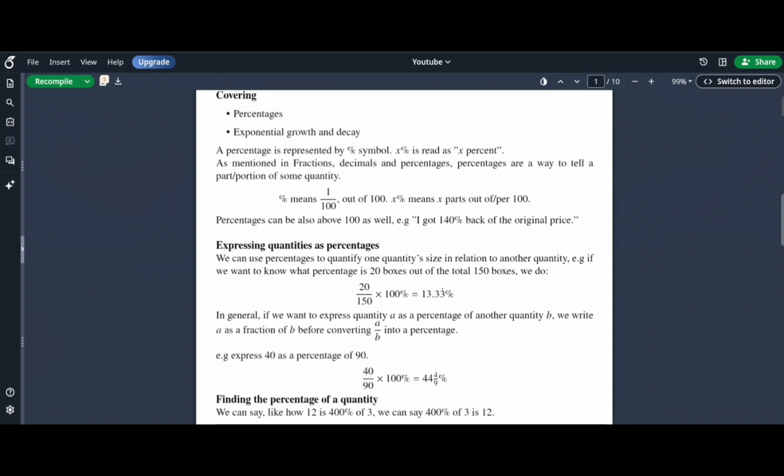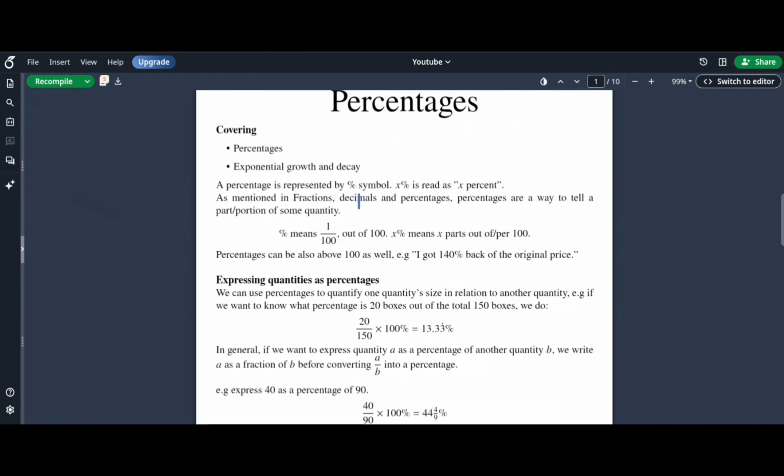Percentages. What's a percentage? A percentage is represented by the percent symbol. X percent is read as X percent, as mentioned in fractions, decimals, and percentages in the second video. Percentages are a way to tell a part or a portion of some quantity. A percent is somewhat like a fraction because percent literally means 1 out of 100. Percent: per, out of; cent, 1 over 100.